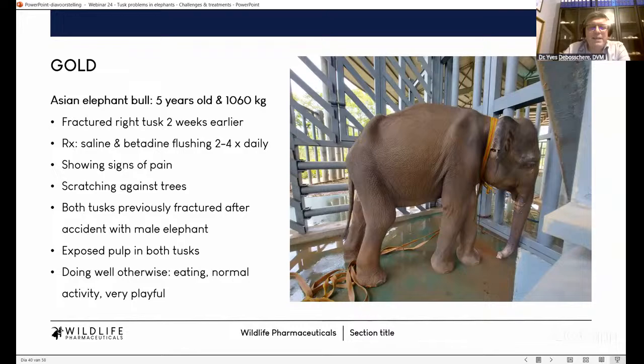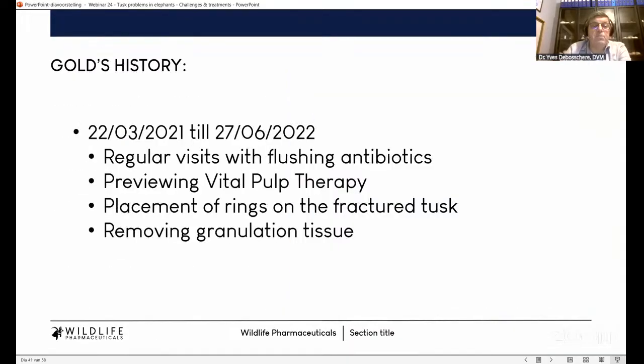The text has been adapted. I don't know by whom, but the therapy was saline and betadine 4 times daily. And then he showed pain, so they also started to give painkillers, but otherwise the elephant was doing well. So they saw exposed pulp in both tusks, but keeping on flushing was okay.